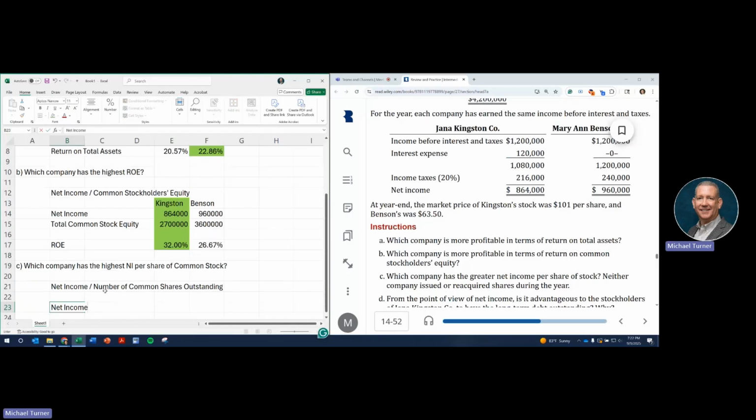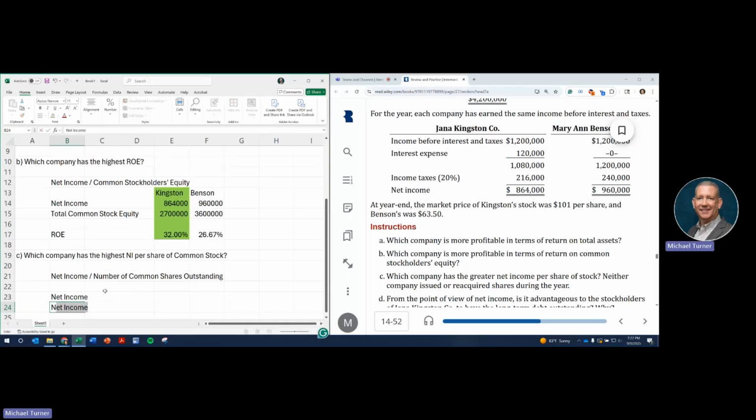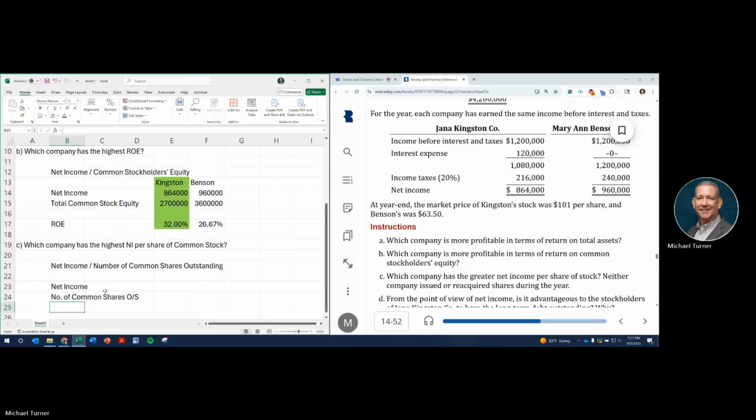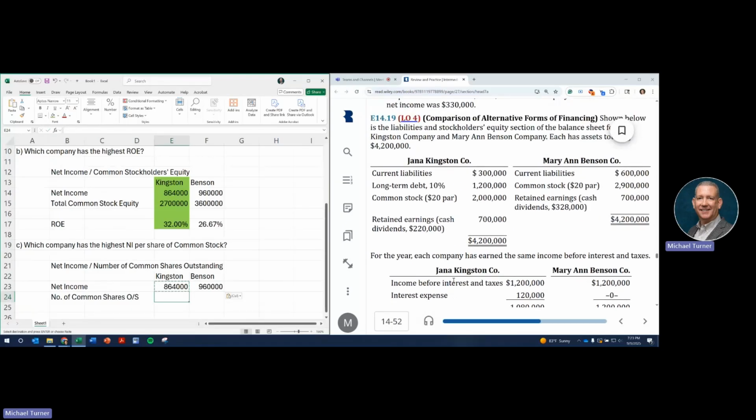Net income and number of common shares outstanding. And as before, we'll do it for both Kingston and Benson. Net income, we've already found out previously, so let's just copy that down. And now we need to find the number of common shares for Kingston and Benson. So let's turn back to our balance sheet and see what the information we have is.